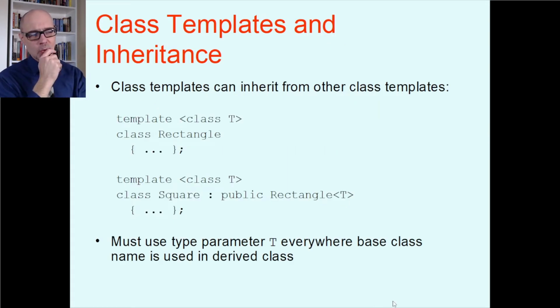Okay, now how do class templates interact with inheritance, right? We were talking about inheritance and polymorphism and how incredibly powerful that is and how incredibly essential that is to even how the C++ standard library is constructed. Talking about that back in chapter 15. So can you use class templates and also inheritance at the same time? And the answer is yes. So class templates can inherit from other class templates.